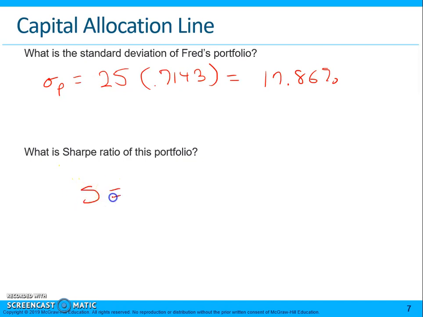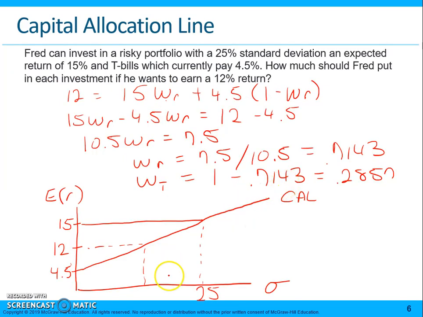And then we can calculate the Sharpe ratio now. So the Sharpe ratio is expected return on the portfolio, 12 minus 4.5, divided by the standard deviation, 17.86. And that number, I believe it's 0.42. Let me double check. Yes, 0.42. Right, I can go back to the next page now. So this number, complete my graph.